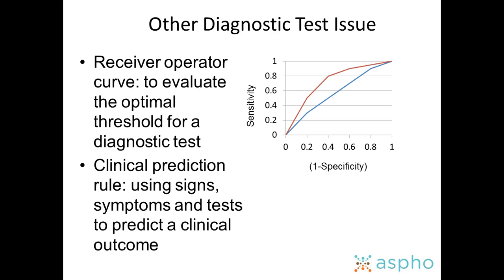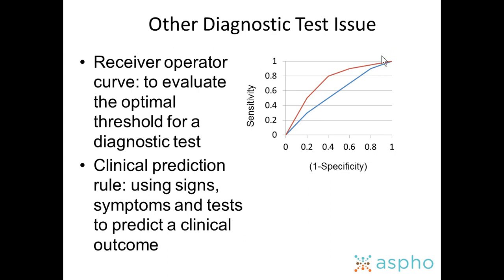So some other diagnostic test issues. These have not been questions on the exam to my knowledge, but they are syllabus points. So the receiver-operator curve is often used when we have a diagnostic test and we're trying to identify the optimal threshold. So when you have a diagnostic test, the more you increase the threshold, you increase sensitivity, but at the cost of specificity. So what you do is you set up these graphs of sensitivity by 1 minus specificity.